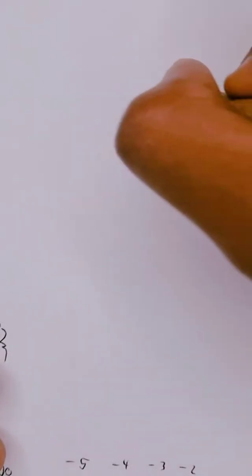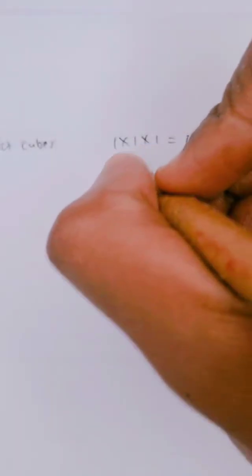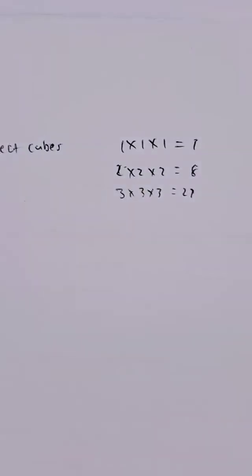Okay, let's check this one out. Cube root of 16: between which two consecutive integers does the cube root of 16 lie? Now when we are dealing with a cube root, we are no longer looking for perfect squares, but perfect cubes. Remember, numbers that you multiply twice by themselves are your perfect cubes. 1 times 1 times 1 is 1. 2 times 2 times 2 is 8. 3 times 3 times 3 is 27. And so it goes.